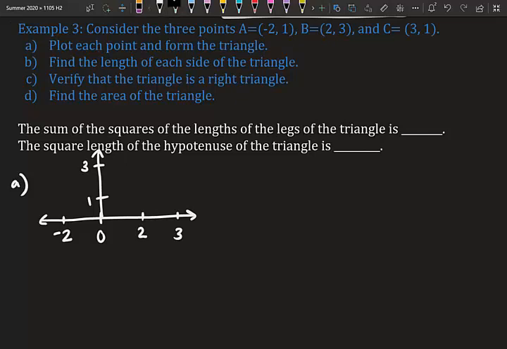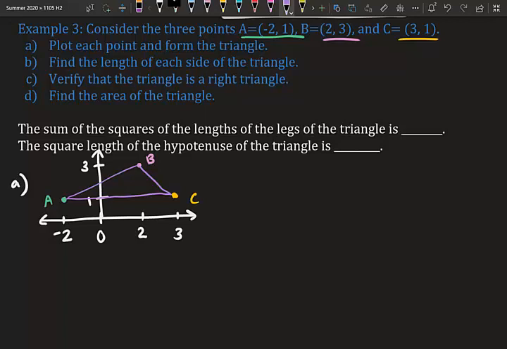So now I'm going to graph it. A, we have negative 2, 1. So that's A. B, we have 2, 3. And C, we have 3, 1. And then we're going to form our triangle, meaning connect the dots. Okay, awesome. Why do we do it? Because it told us to.